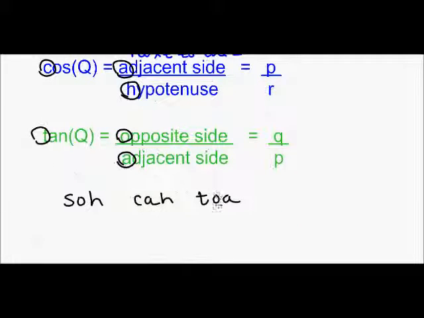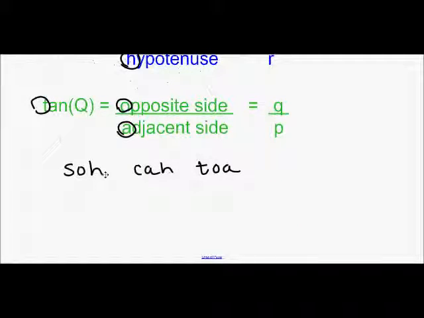You could also write it, if you need some way to remember that this is division, sine is opposite over hypotenuse. Cosine is adjacent over hypotenuse. Tangent is opposite over adjacent. SOH CAH TOA.